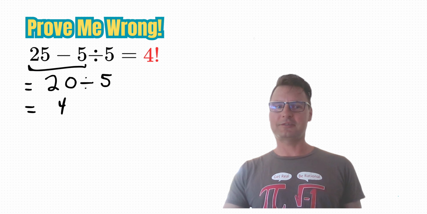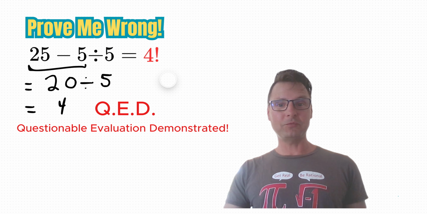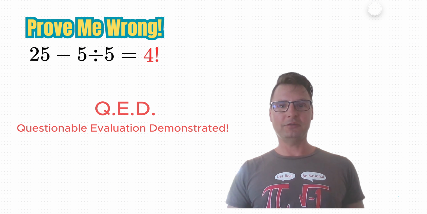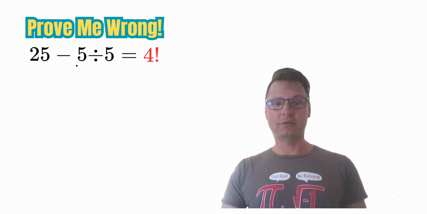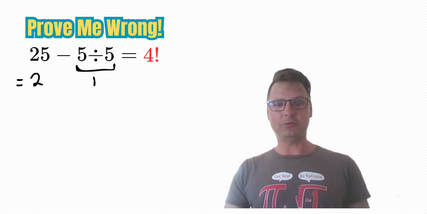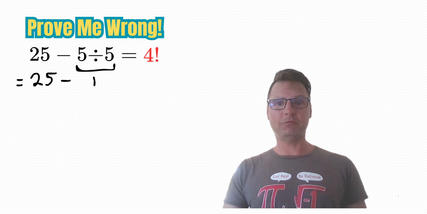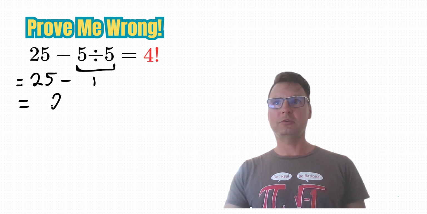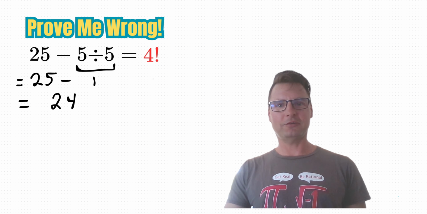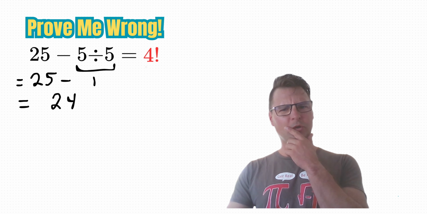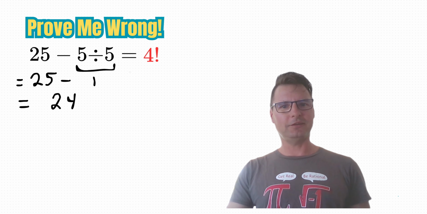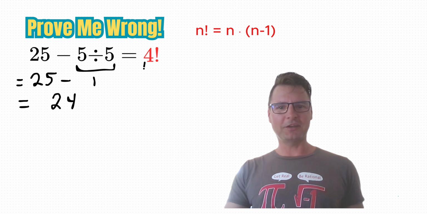Well, not so fast. Remember PEMDAS, the order of operations? Division comes before subtraction. So we actually start with 5 divided by 5 equals 1, and now it's 25 minus 1 equals 24. That's the real answer. So did that just prove me wrong? Not exactly. I'm not screaming the wrong answer at you.